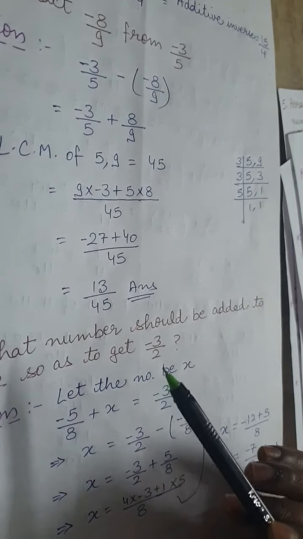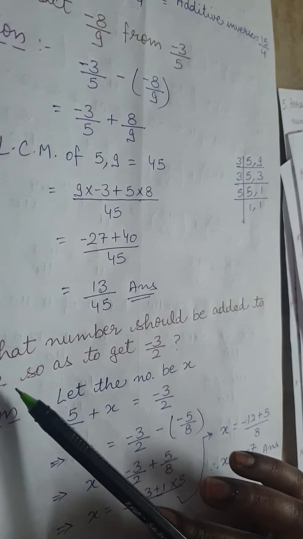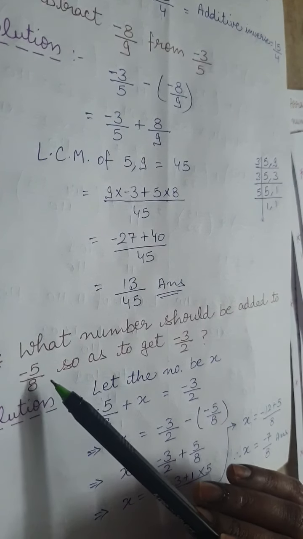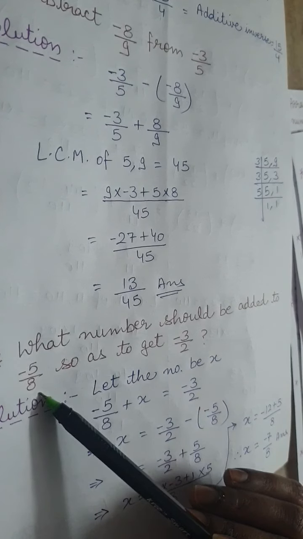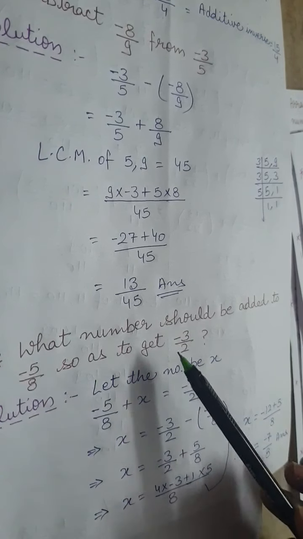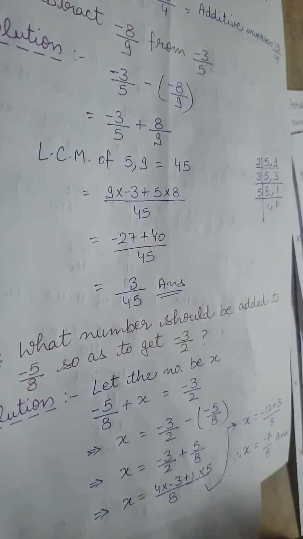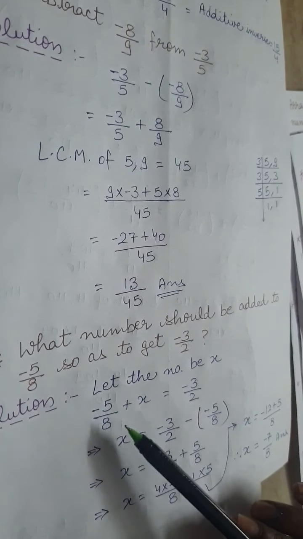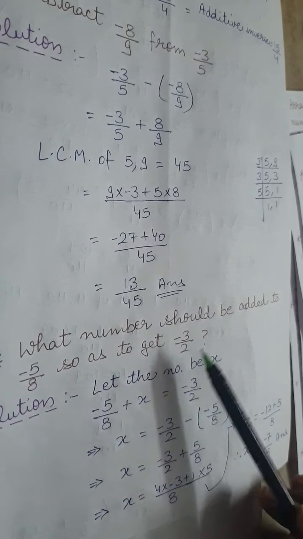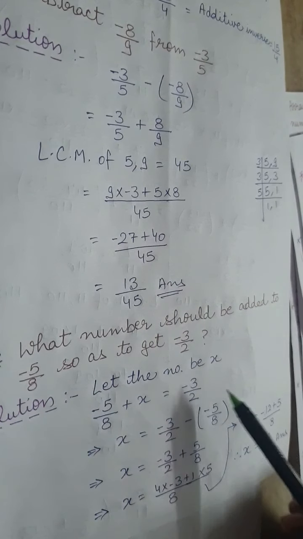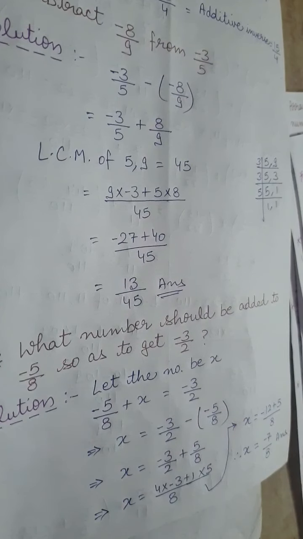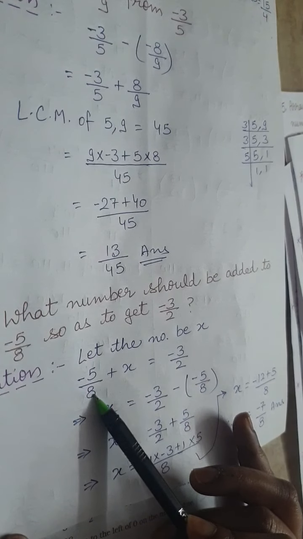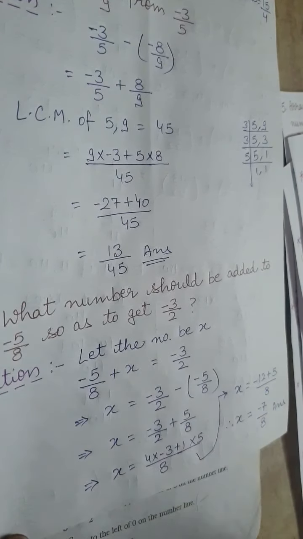What is the meaning of this question? कि हम minus 5 upon 8 में what we have to add, कि हम minus 5 upon 8 में कितना add करें that the result will become minus 3 upon 2. So let the number be x. Minus 5 upon 8 plus x is equal to minus 3 upon 2. Now we have to transpose minus 5 upon 8 to the RHS.